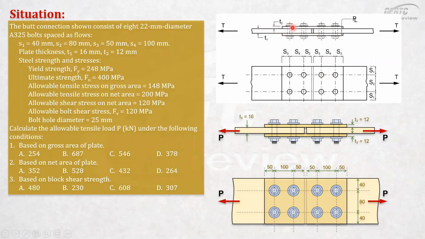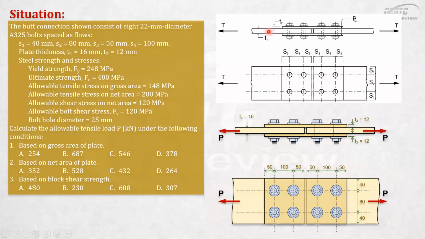If you combine the total thickness of the side plates, that will be 12 plus 12, that's 24. So obviously the side plates will not govern the block shear and the gross area. That's automatic, so we will be focusing on the main plate here, the 16 mm thick. We are also given the yield strength Fy, the ultimate strength Fu, and the allowable stress on gross area. This question is based on ASD.